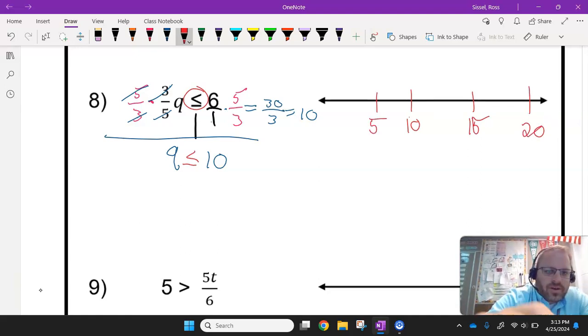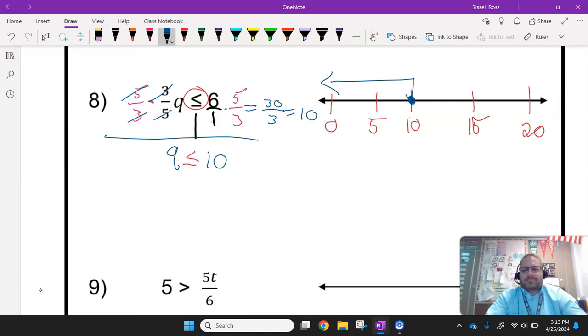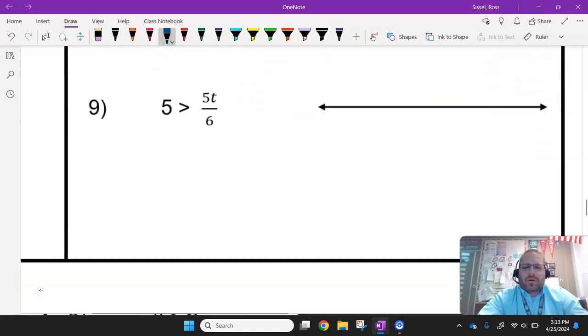So then this is 5. This could be 0. Okay, we go to graph it. Q is less than or equal to 10. Less than or equal to is a solid dot. Less than 10 goes to the left.